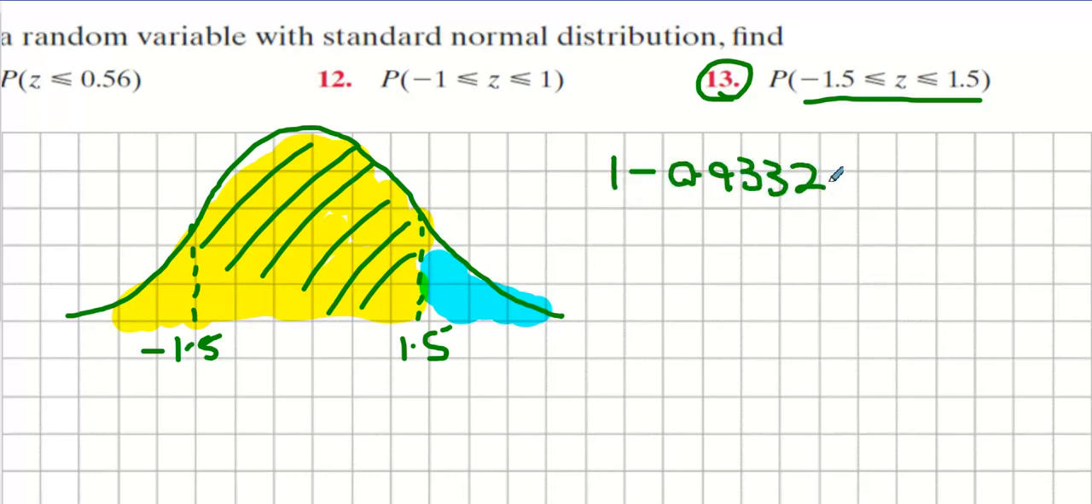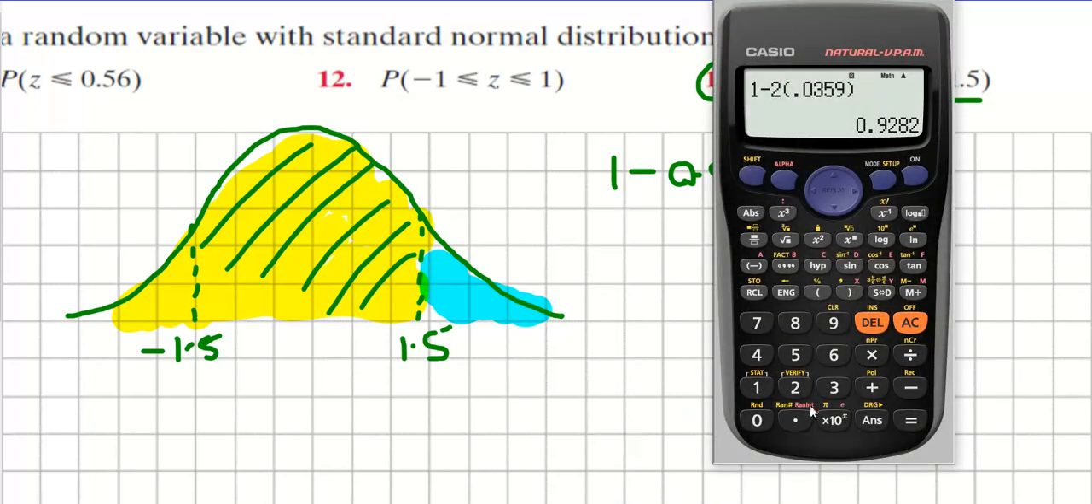Okay, so what I'm going to do is 1 take away 0.9332. And what do I get when I have that answer? What is it? Okay, so we're all agreed that it's 0.0668.